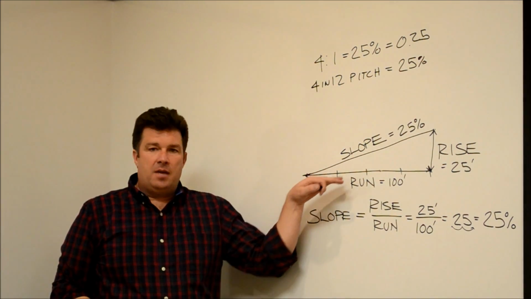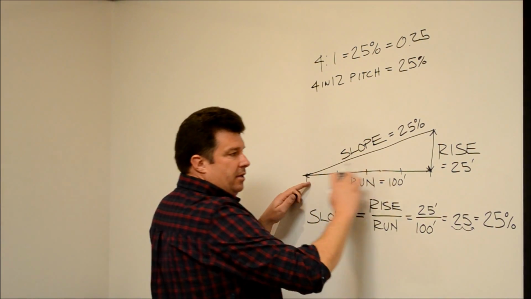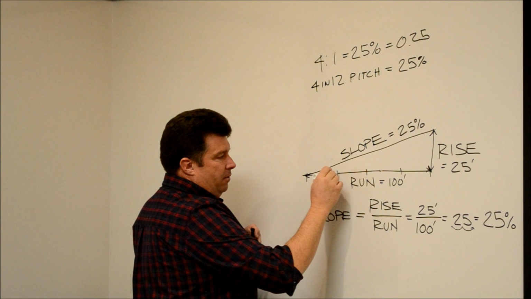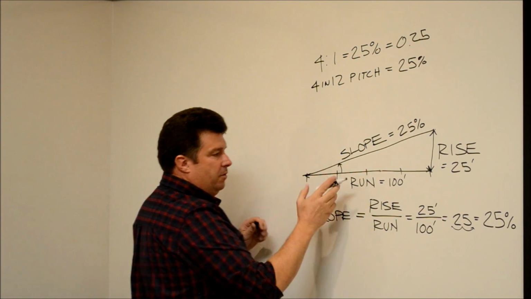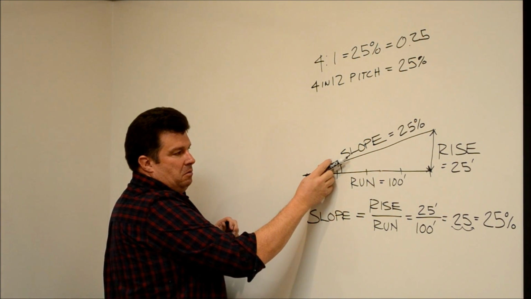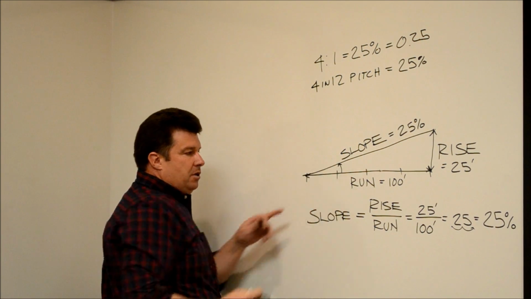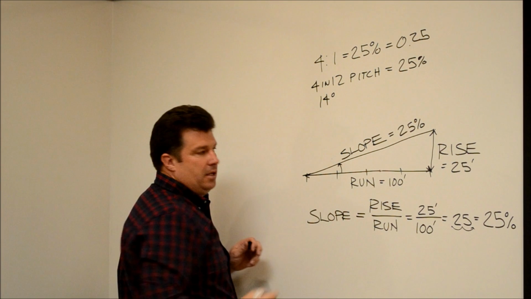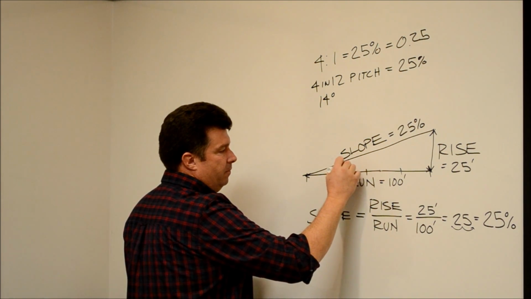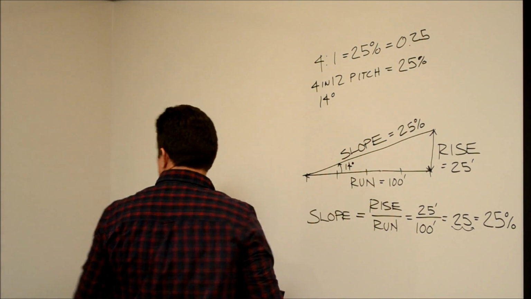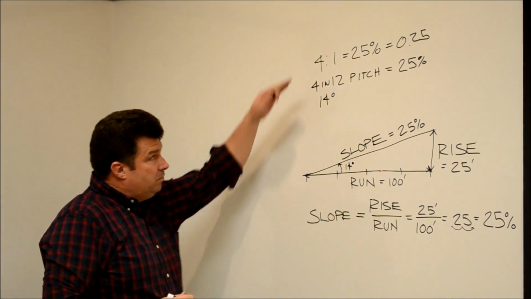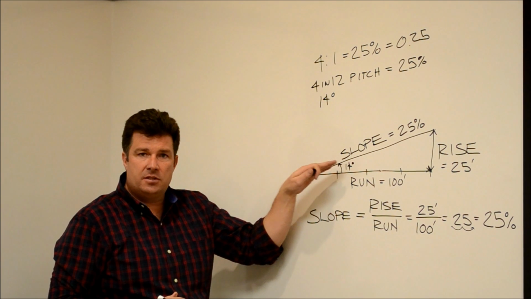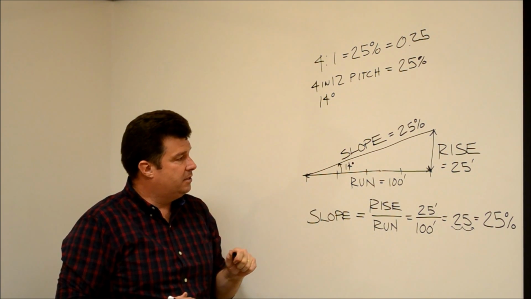Another way to talk about the slope of this line is to talk about it in terms of degrees above the horizon. And that would be this angle here. If you were to take this line and see how many degrees that was, that would be approximately 14 degrees. So there's various ways of talking about the slope on this line.